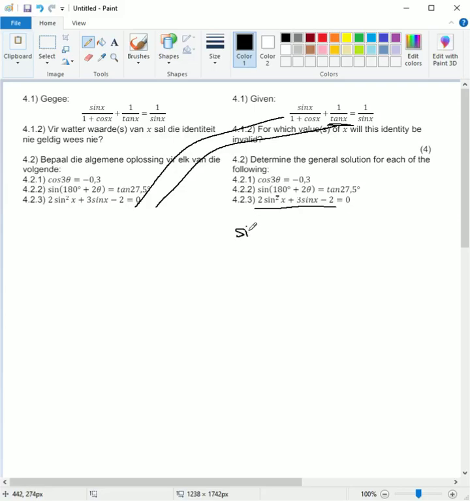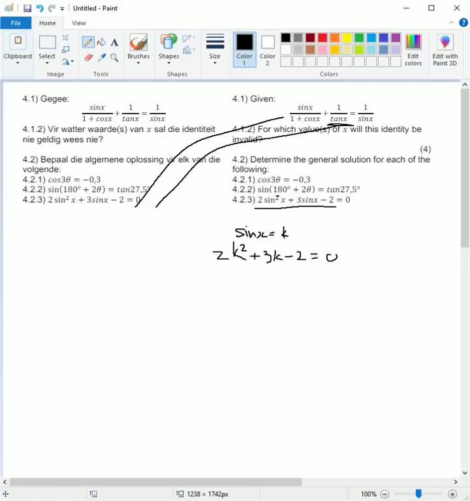The sine thing, sine of x. Let's replace it. Let's call it something else. How about k? It is k from now on. So what do you actually have here? You have 2k squared plus 3k, and you have a minus 2 there, and this is all equated to 0.